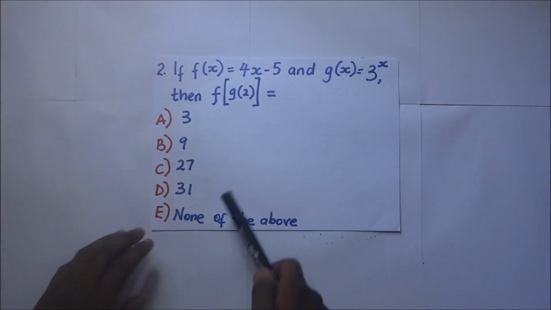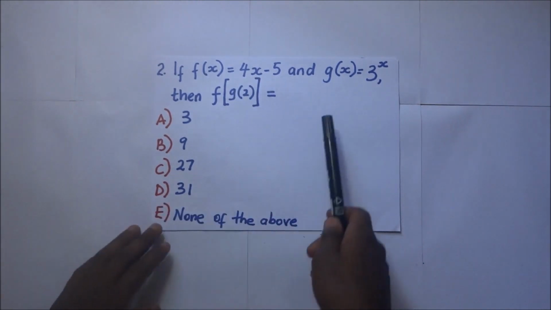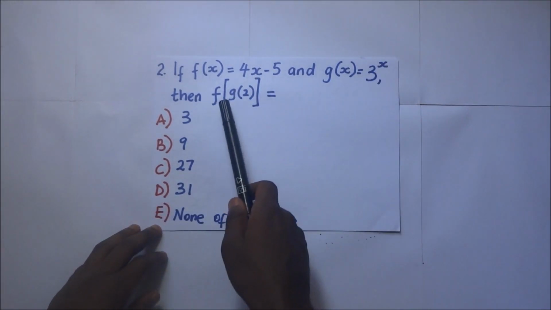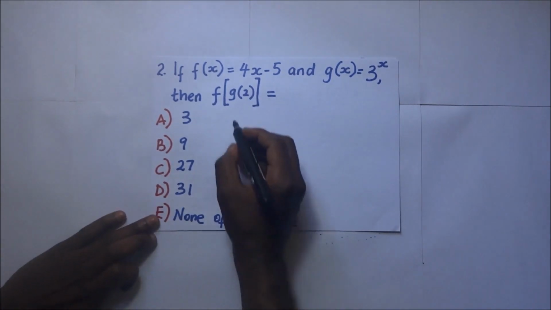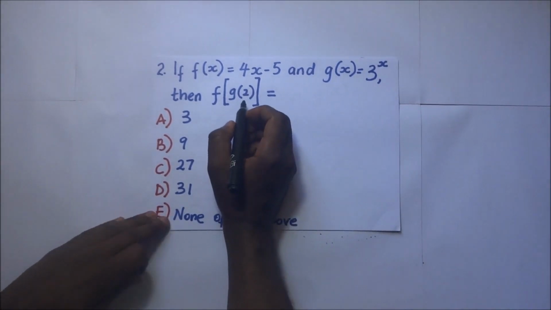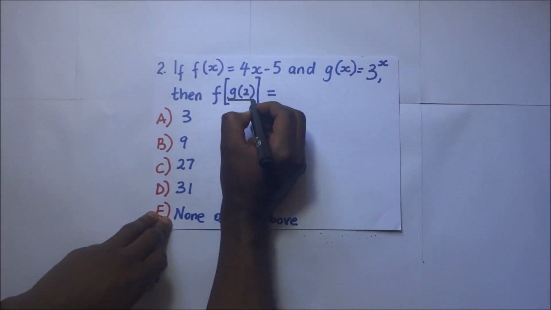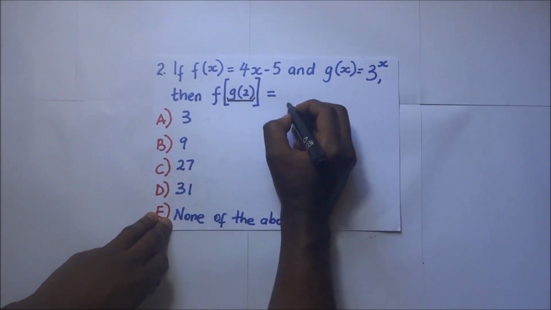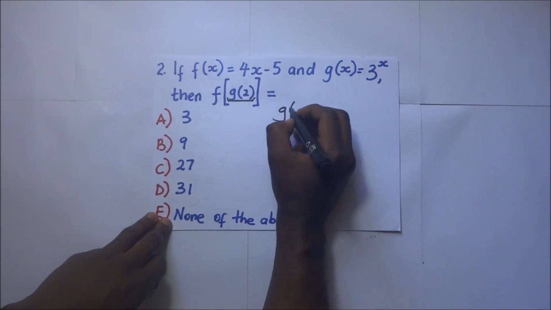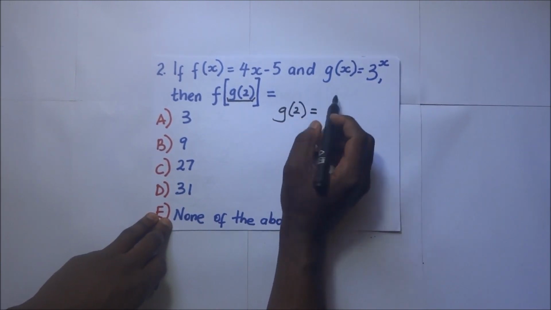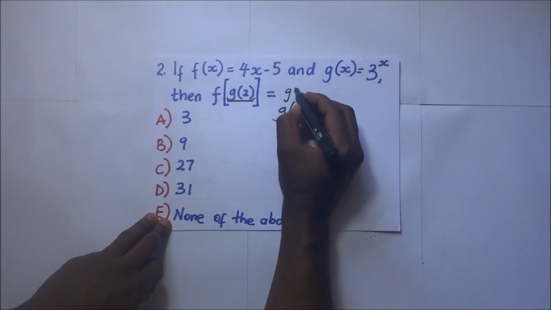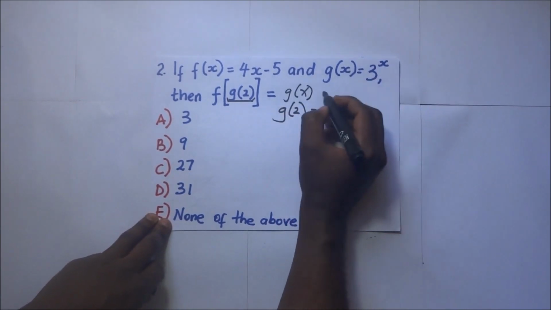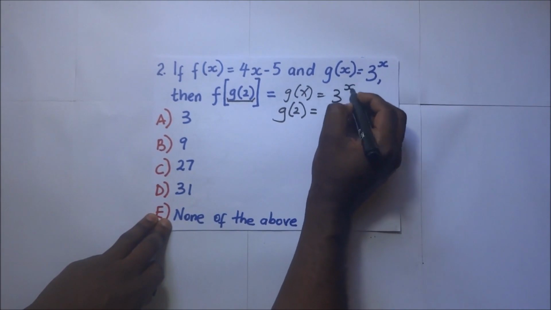So if f of x is equal to 4x minus 5 and g of x is 3 to the power x, then find f of g of 2. So this is a composite function. Let's first find the function inside, g of 2. First of all, we know g of x to begin with. g of x is 3 to the power x right there.